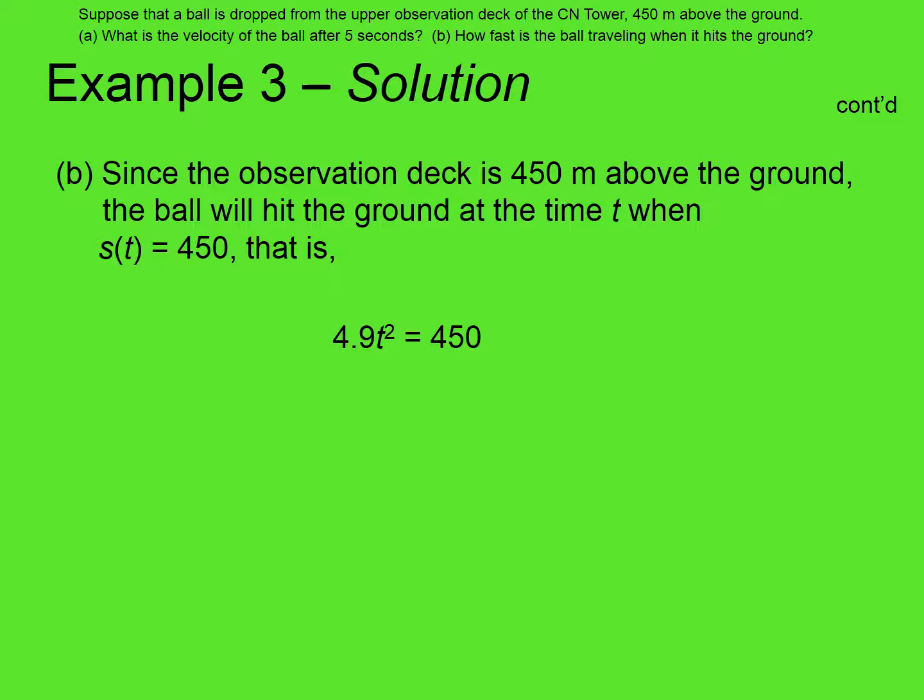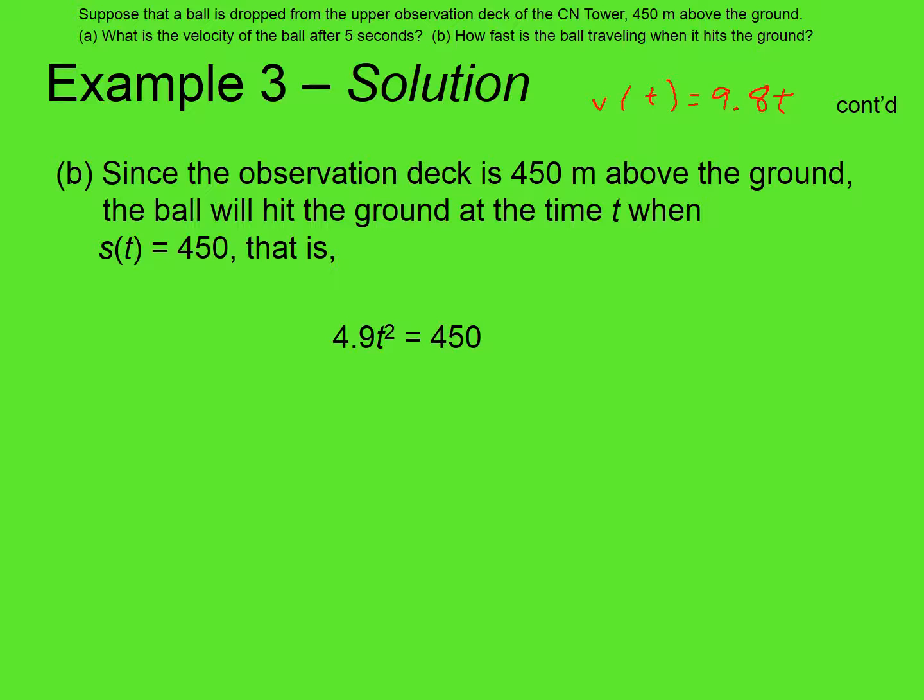Part B, how fast is the ball traveling when it hits the ground? Okay, so now we've got a velocity function, and now we've got this question, how fast is the ball traveling when it hits the ground? Well, we could use our velocity function, which is 9.8t, if we had a t. But in part B, we don't have a t because we don't even know how long it's going to take the ball to hit the ground. And so that's the first thing we're going to have to figure out.